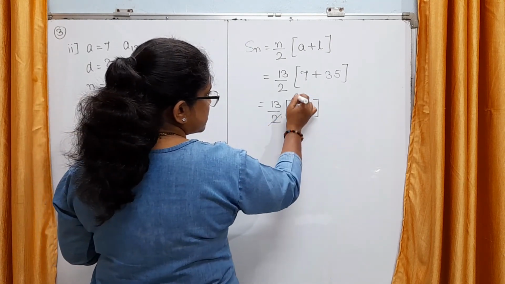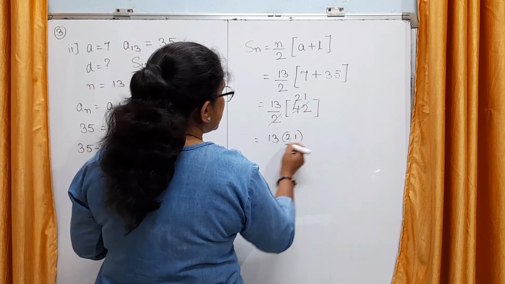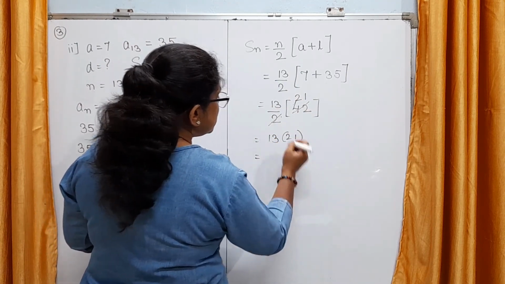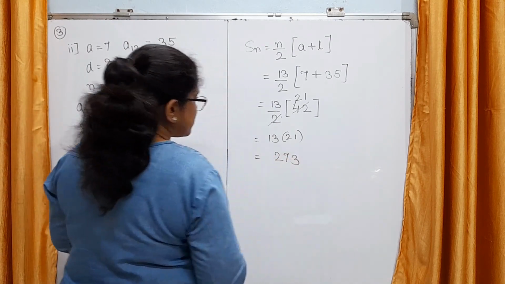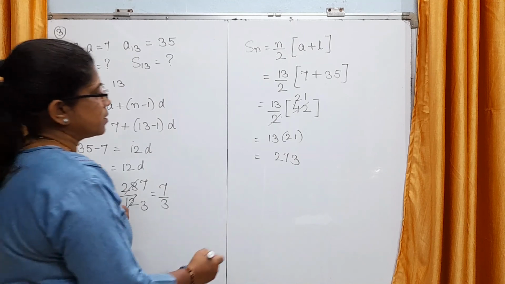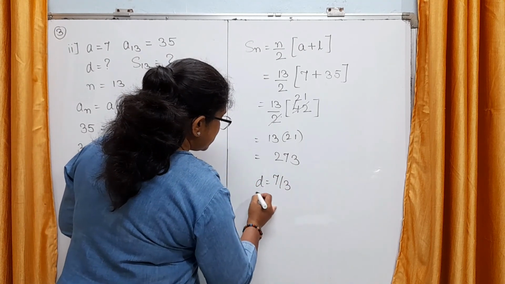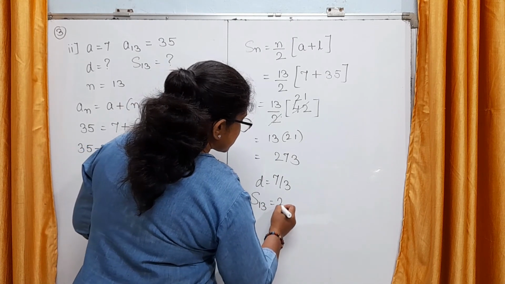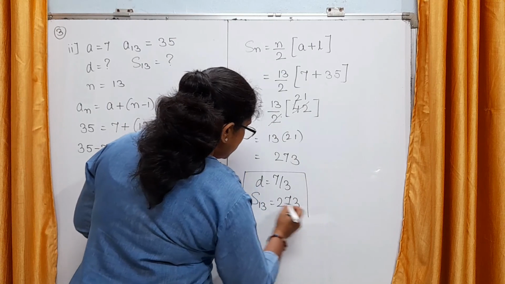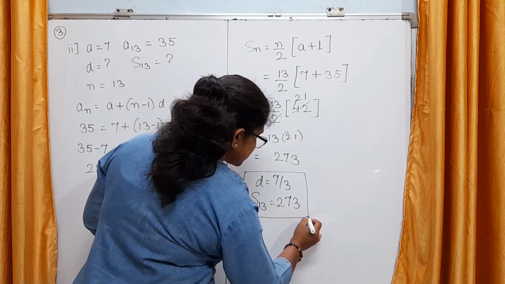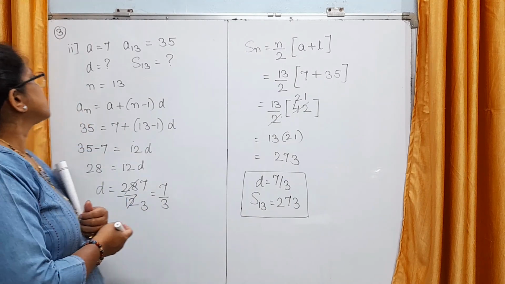2 ones are 2, 21s are. So 13 into 21. 13 ones are 13, 13 twos are 26 plus 1, 27. So here d is 7 upon 3 and S13 is 273. Here we complete our second sum. Even this was very easy.